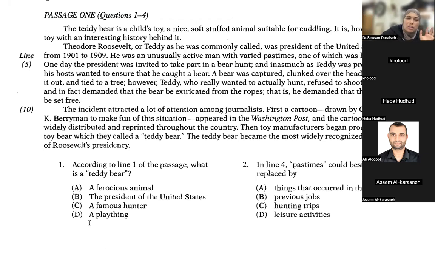A plaything means something we play with. Famous hunter? No, a skilled hunter. The president? No. A ferocious animal means a dangerous animal that scares you, you know? No, the teddy bear is not like that. That's just the general bear found in the wild.